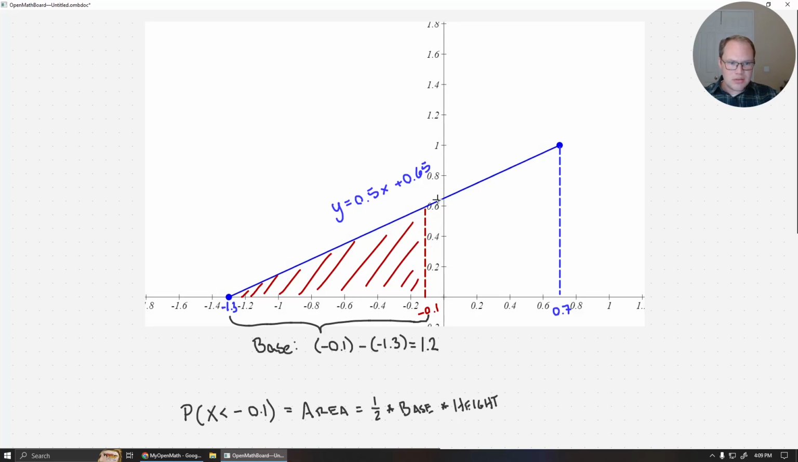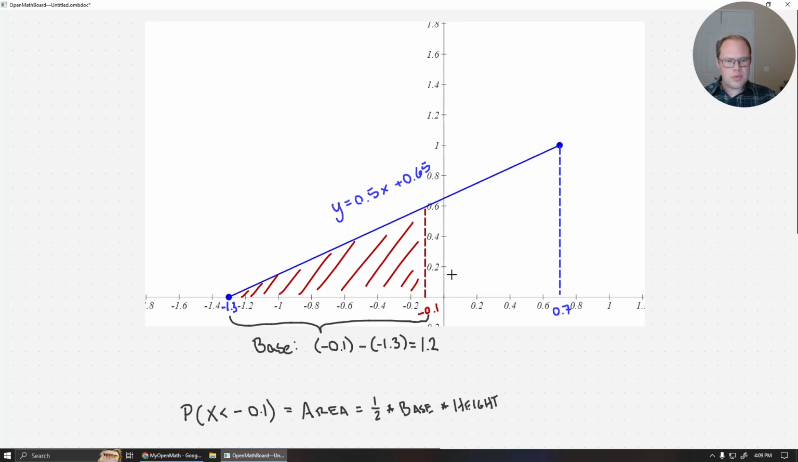How high is it? Well, maybe it looks like it's around 0.6. Are we sure though? In order to be sure, we can plug into this. Remember, this tells us for any value of x what the y is. And y is kind of the height here.